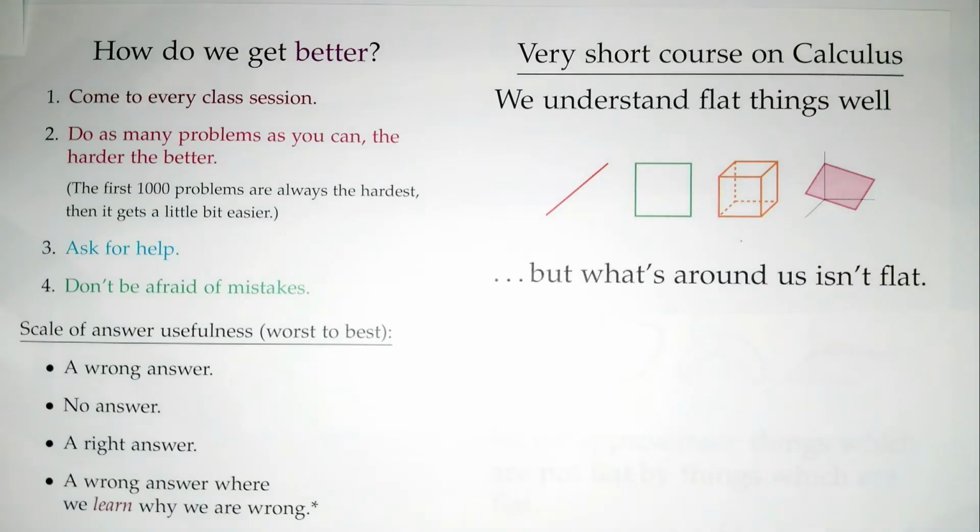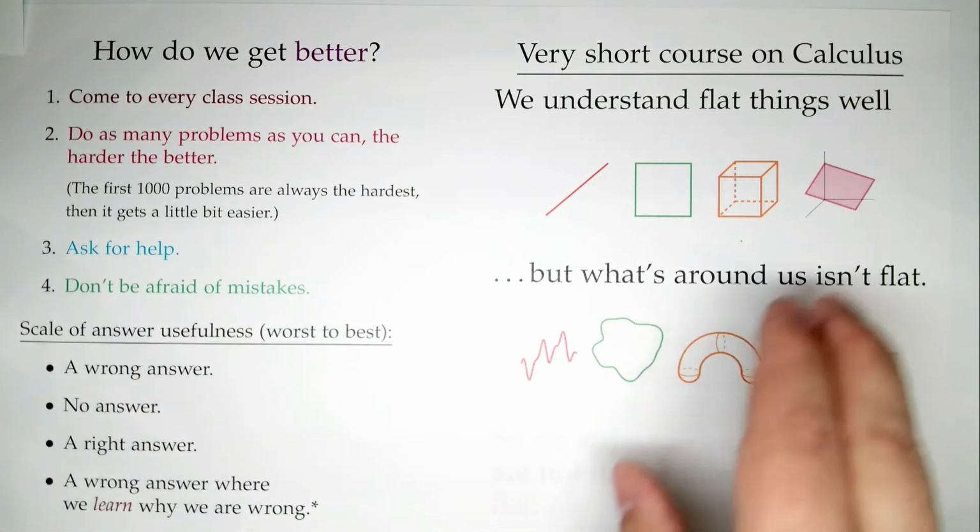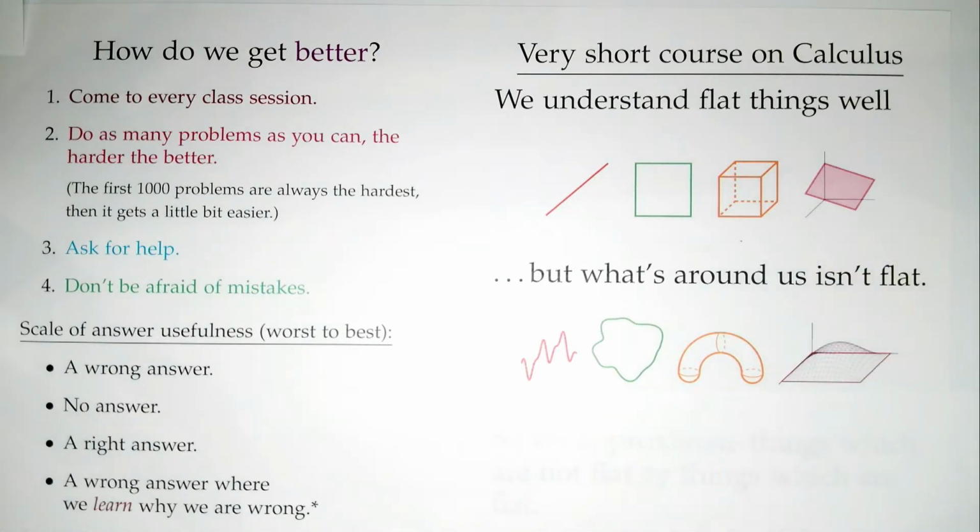The problem is what's around us isn't flat. So you don't see a straight line, you see a wiggle. You don't see a rectangle, you see a blob. And you don't see a box, you see some crazy three-dimensional shape. And instead of a plane, you get some sort of a surface. This is sort of like a bubble here.